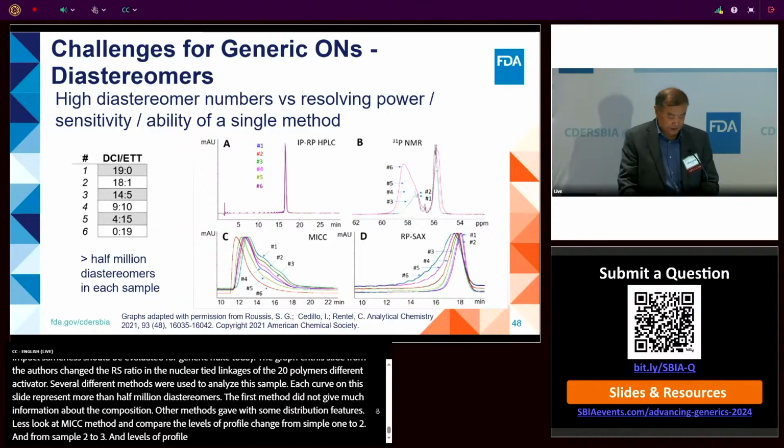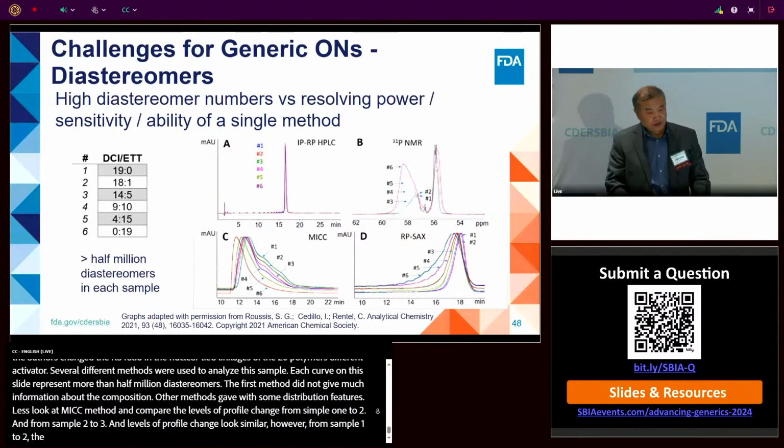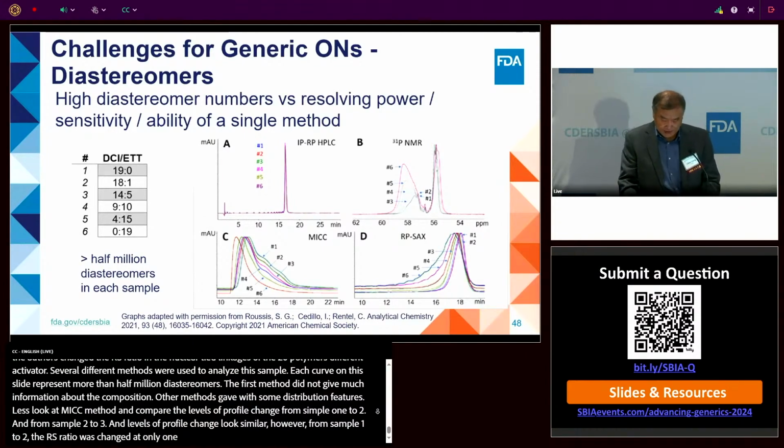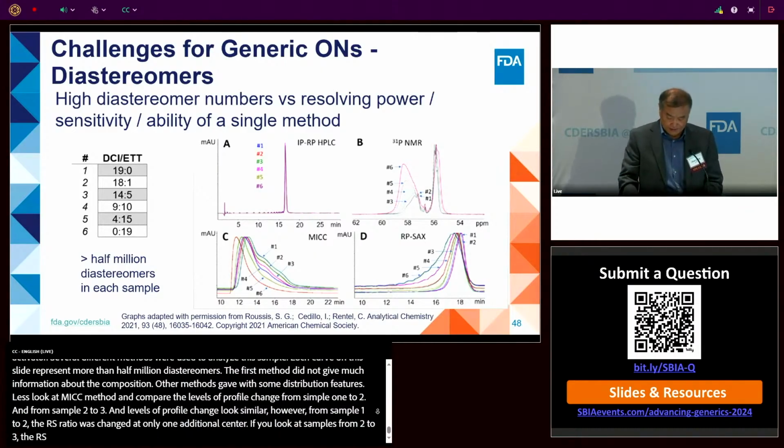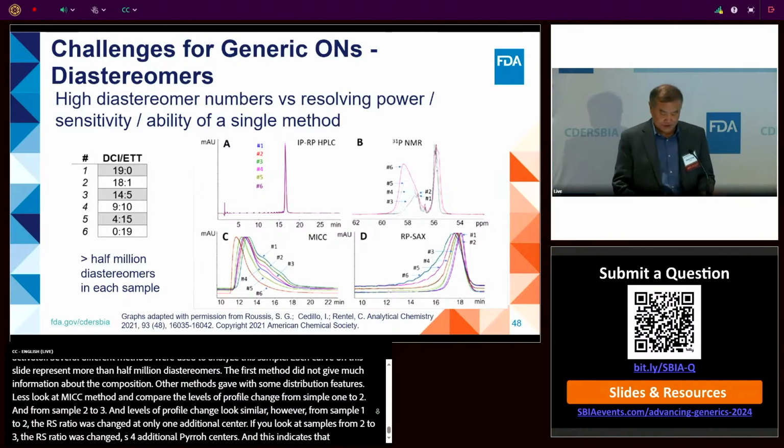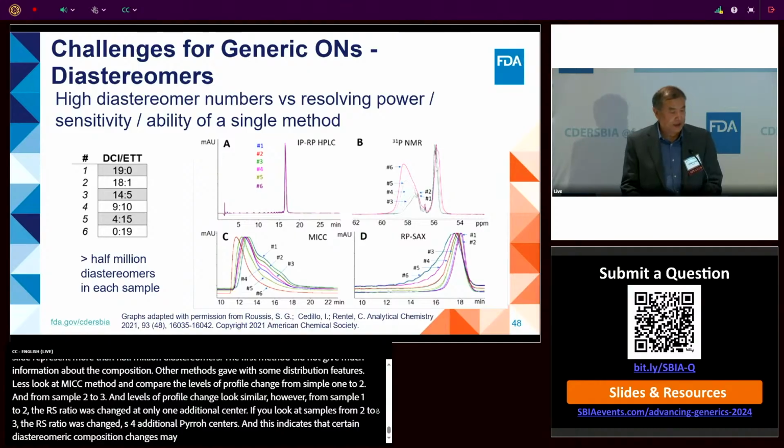However, from sample 1 to 2, the RS ratio was changed at only one additional chiral center. But if you look at samples from 2 to 3, the RS ratio was changed at 4 additional chiral centers. This comparison indicates that certain diastereomeric composition changes may not be proportionally reflected in the profile changes by some methods.